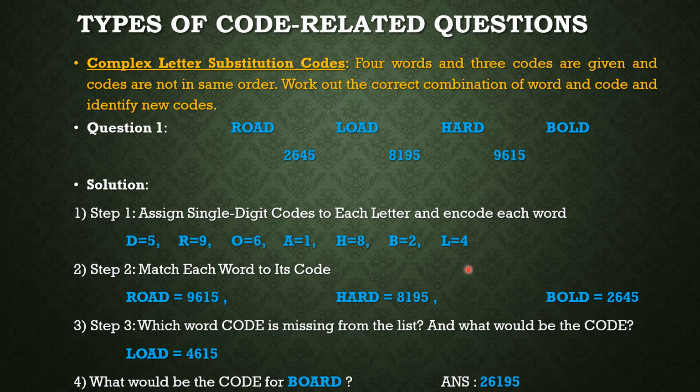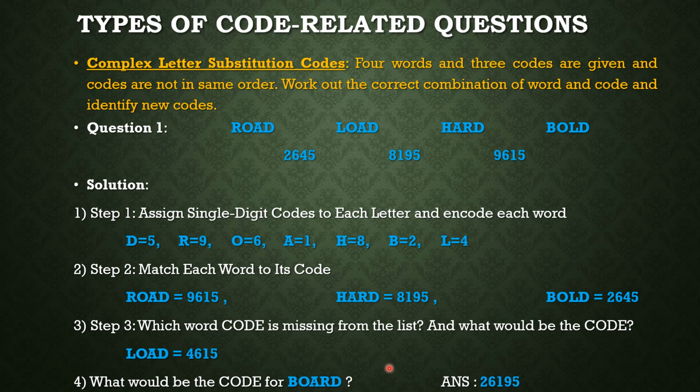In this case, L can be replaced with 4, O can be replaced with 6, A can be replaced with 1, and then D can be replaced with 5. So the code for load should be 4615.